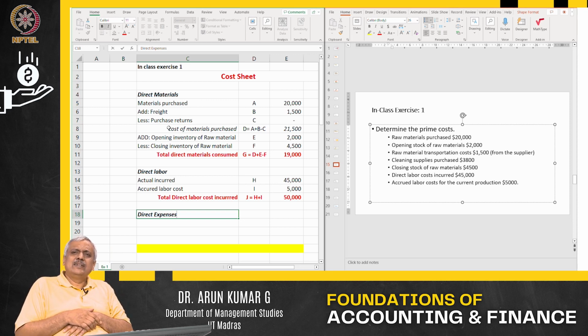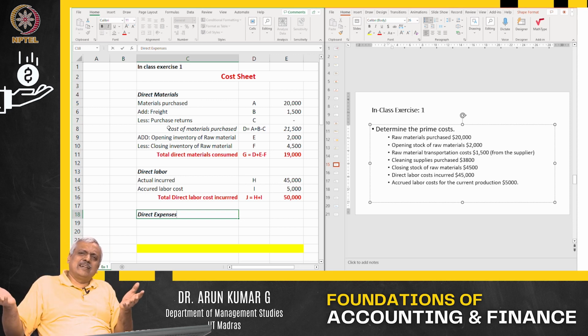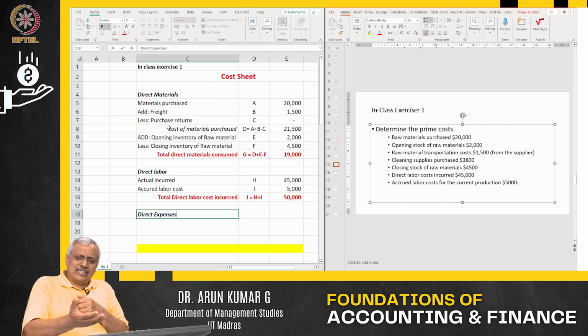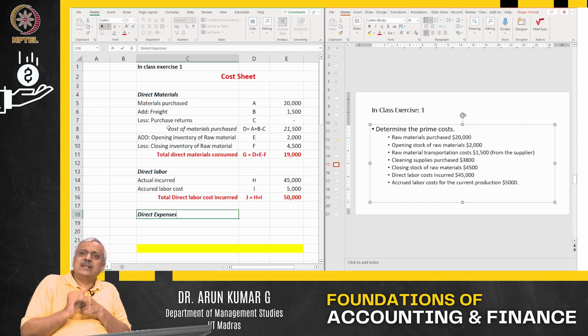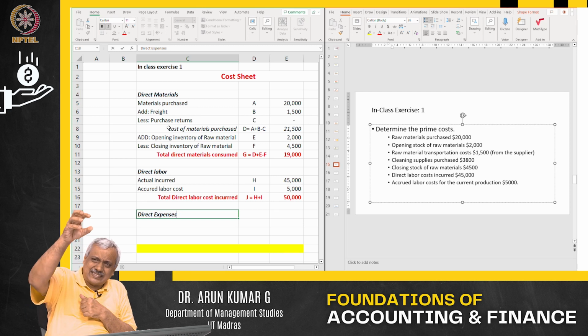it can be directly traced to a product. Suppose I have bought general cleaning product. I am not a garment manufacturer, I am an automobile manufacturing plant or something, and I have just bought cleaning powder to clean the entire shop floor. Cleaning the entire shop floor has nothing to do with production, because unless it is an integral part of production, it is not considered a direct expenditure.